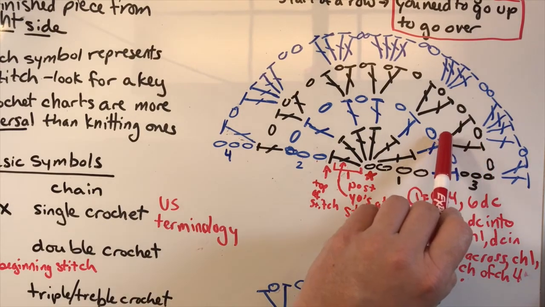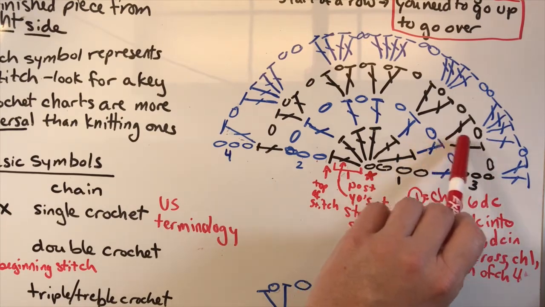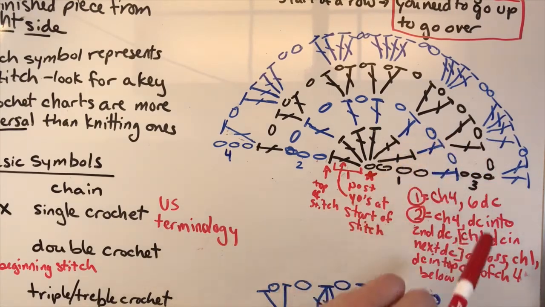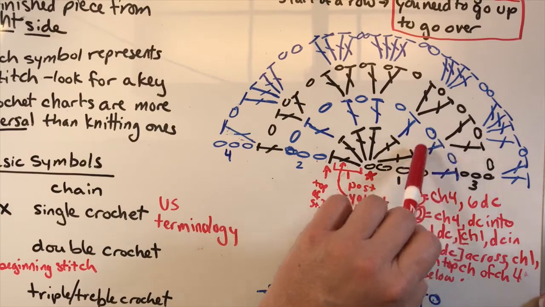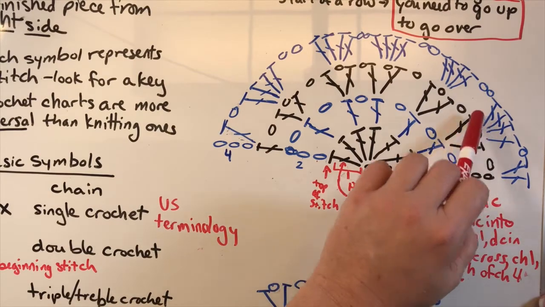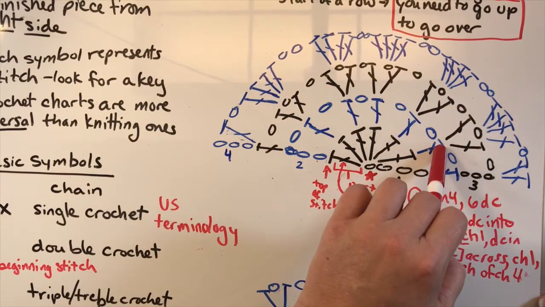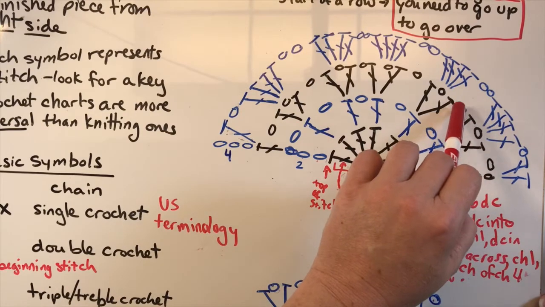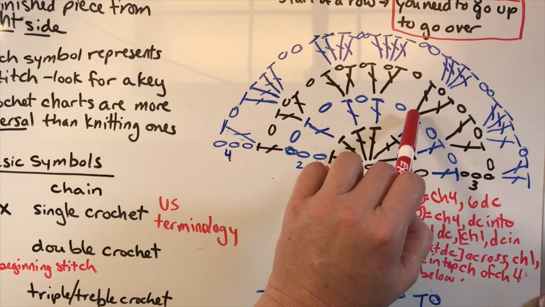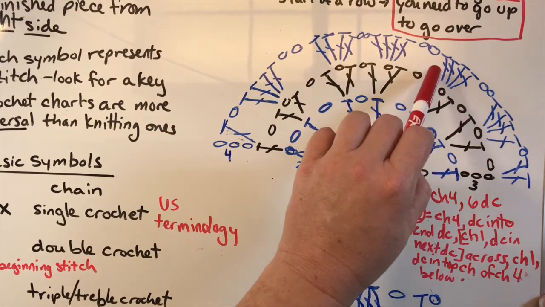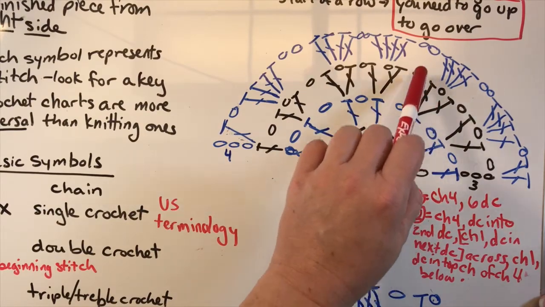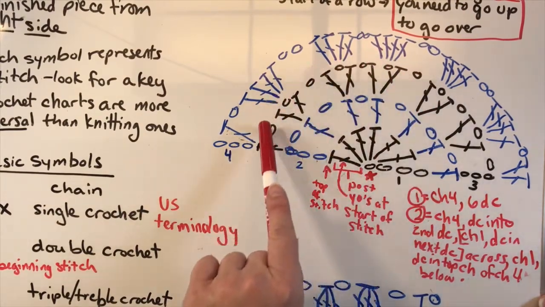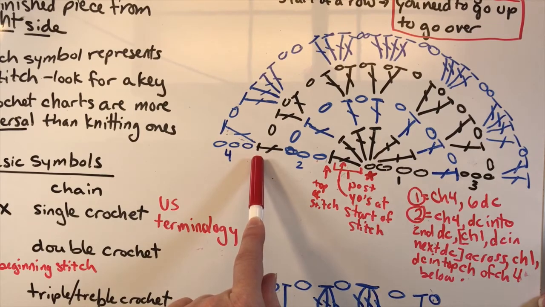This guy goes into the top of, it looks like it's going into the top of this stitch, so that's where we're going to go. Double crochet into this double crochet, chain 1, double crochet into the same spot, chain 1, double crochet into the next double crochet, chain 1, double crochet into the same one. That looks like it keeps going all the way across.